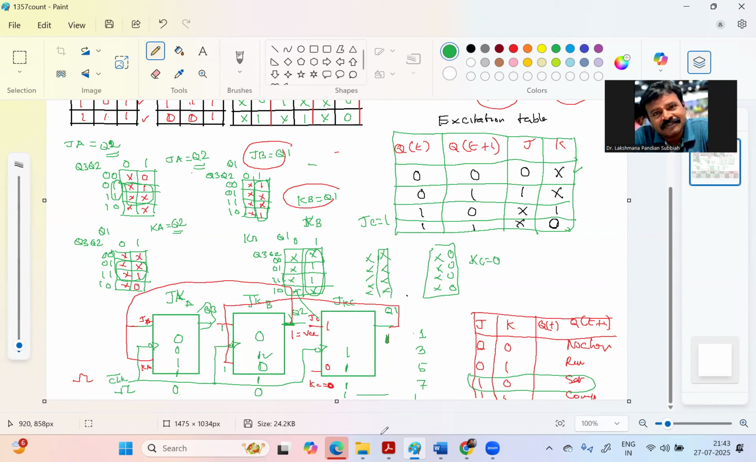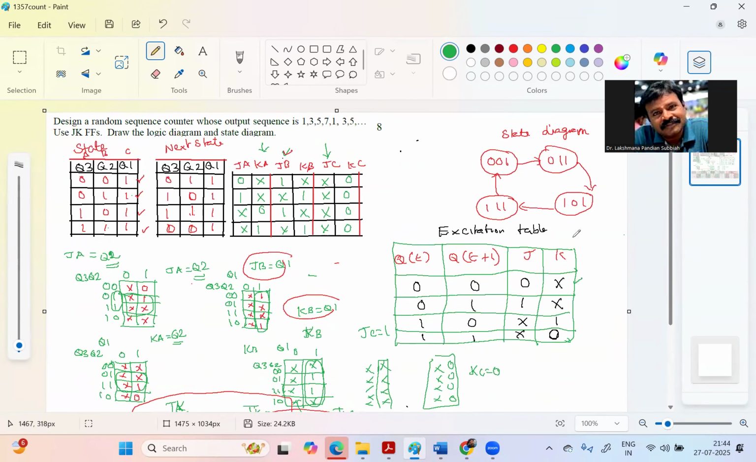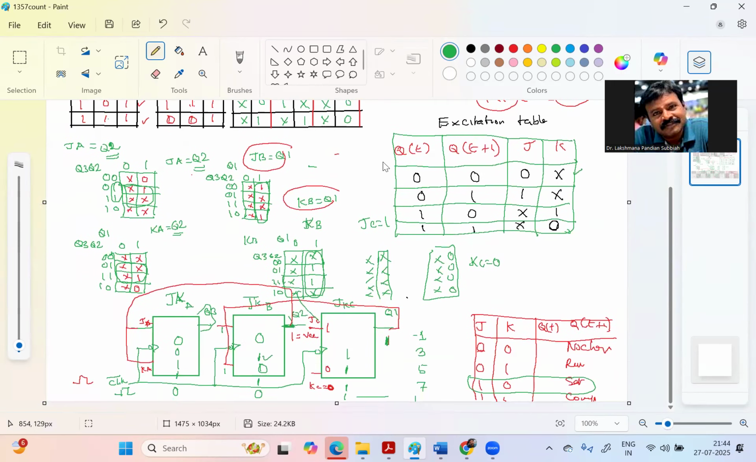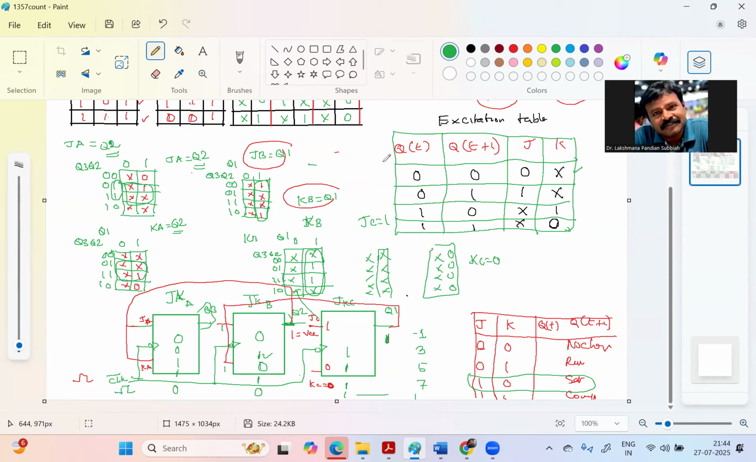So this is the way of designing a random synchronous counter. Then the input is 1, right? Because of this, it is a synchronous counter, right? So this is a random sequence counter. So now you take the synchronous counter, random sequence. A common clock pulse is given to all of these. So this is a synchronous counter, right? We can stop here. We will continue in the next lecture.